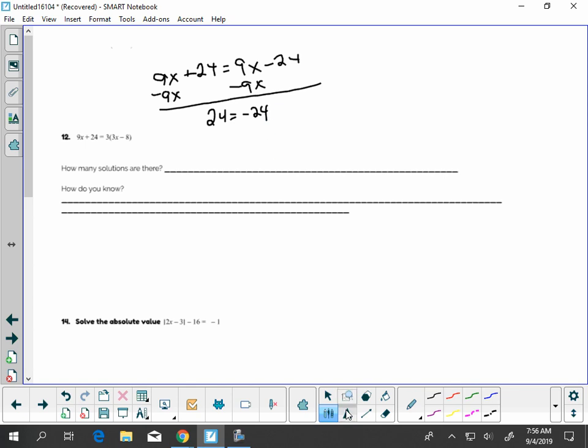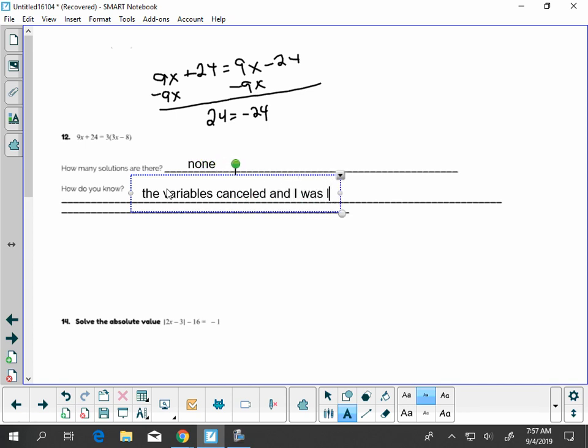It asks how many solutions are there? None. And how do I know? The variables canceled, and I was left with a false statement. 24 does not equal negative 24.